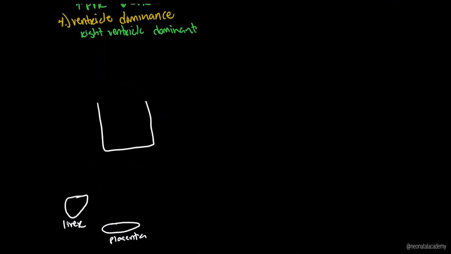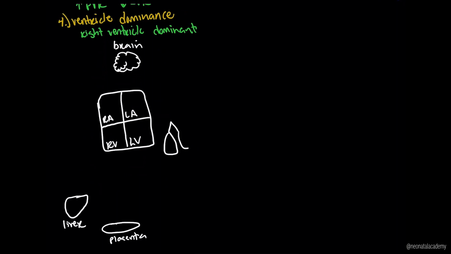We will draw the heart as a box up here. And we will just label each of the chambers. So right atrium, left atrium, right ventricle, left ventricle. We're going to draw the brain up here. And then we will draw some lungs over here. Lungs. So first we're going to start off with the most oxygenated blood. So that's going to come out of the umbilical vein, out of the placenta. And we're going to draw it first going over here to the liver. We will label this the umbilical vein.